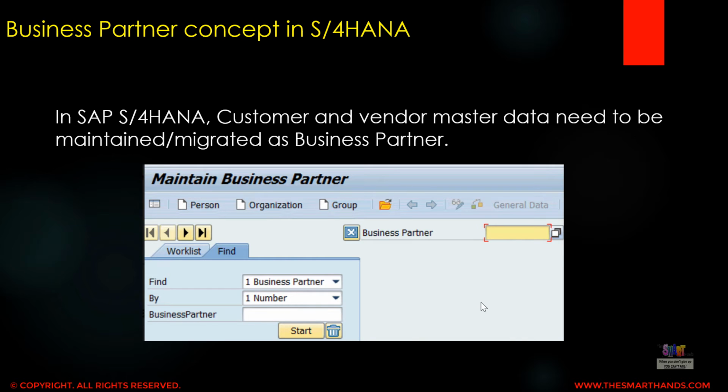Business partner concept in S4 HANA. In S4 HANA, customer and vendor master data needs to be maintained and migrated as a business partner. In the old ECC system, we used to have XK01, XK02 to create vendors, and XD01, XD02 or VD01 to create customers. But everything is now moved to a thing called BP, business partner. So all the vendors and all the customers will now be created as a business partner only. We'll talk in more detail in later videos.